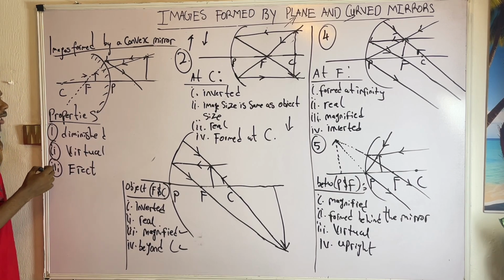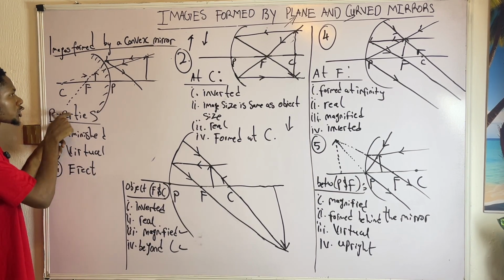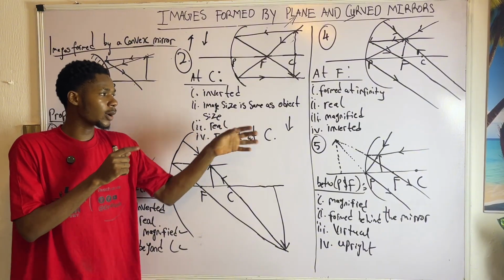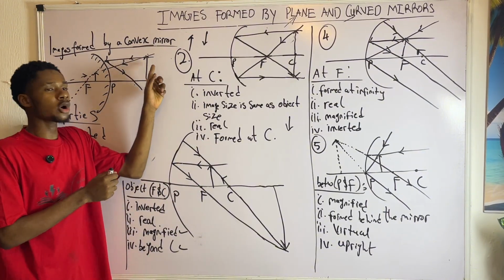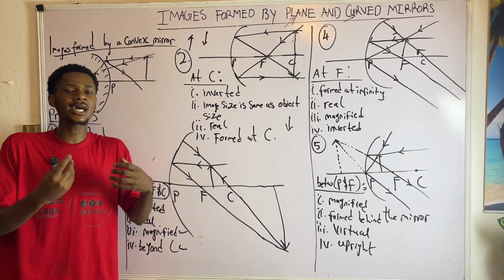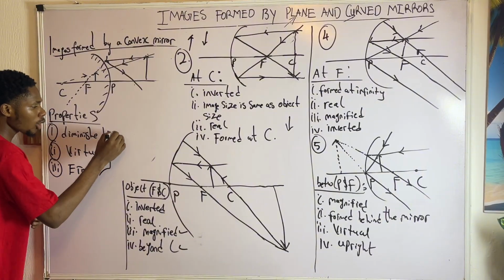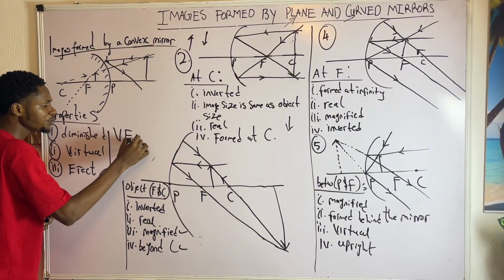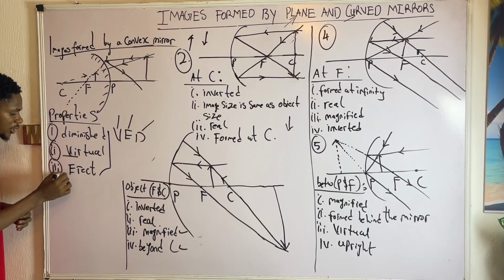Now, if you notice, I did not write the position of the object, just like the other ones in concave mirror. That's because any point we place the object in a convex mirror, we always get the same kind of image that is being formed. And here is the trick you can use to remember. We call it VED. V-E-D. That is virtual, erect, and diminished.